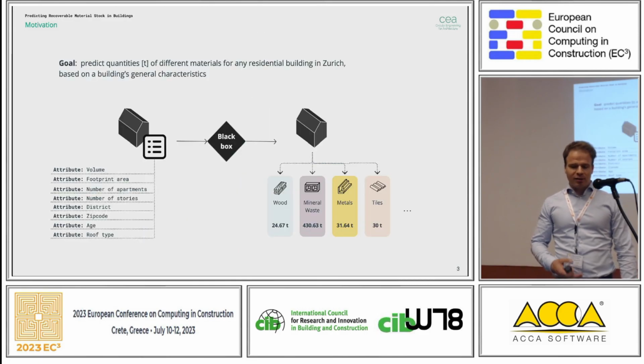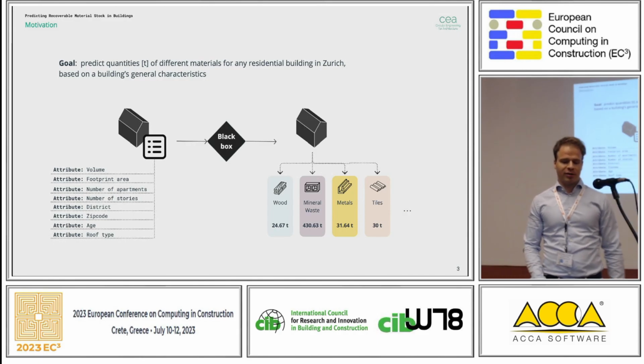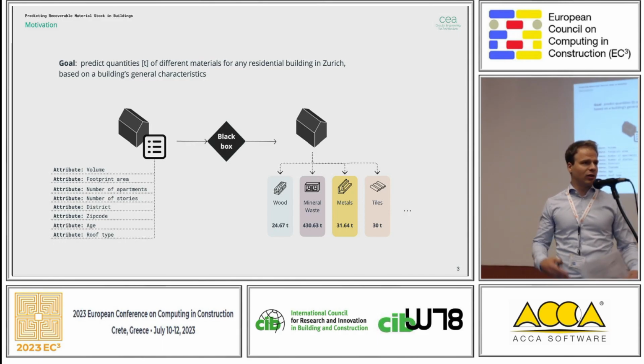So the goal is to predict quantities of materials for any residential building in the local context of Zurich based on a building's general characteristics. So these general characteristics can be attributes like volume, footprint area, or age of a building, information that is obtainable from public records, even though they don't come with all this data. So the city of Zurich has this information most of the time available even for older buildings. And then we could have a data-driven approach to have a good estimate, or as good as possible estimate, based on a certain combination of these parameters, what materials are to be expected when demolishing these buildings.